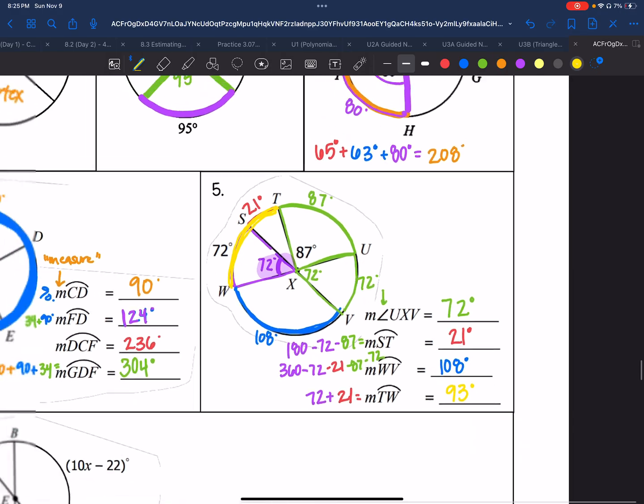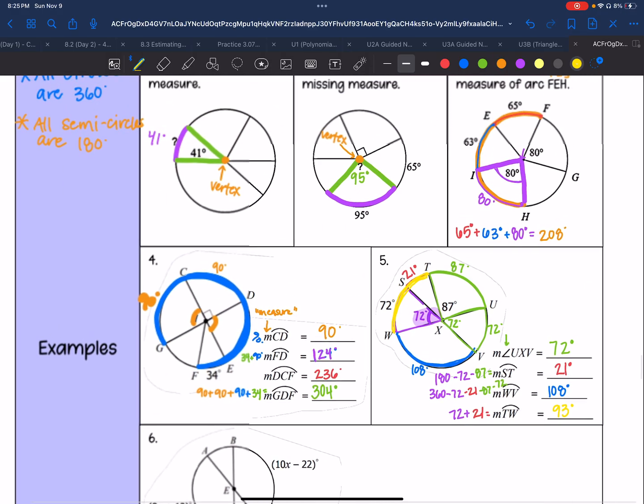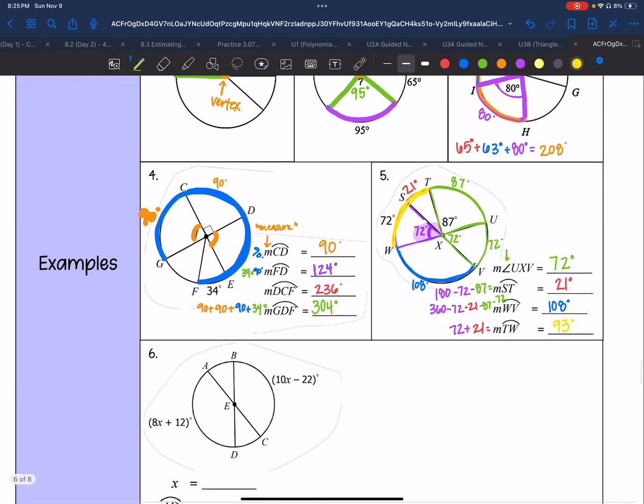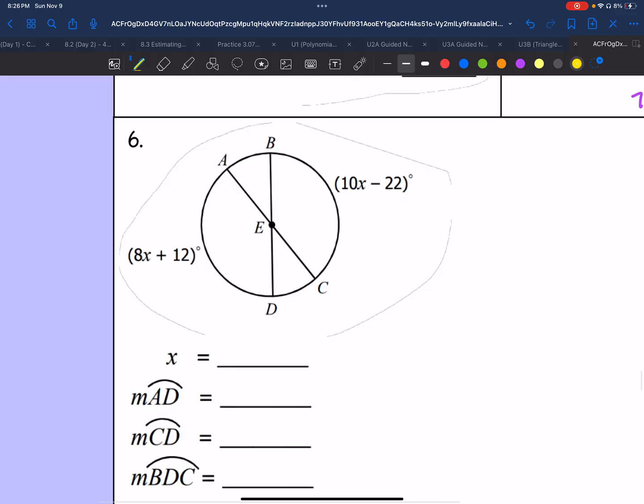So again, making sure we're still using all of those other characteristics of our circles, that the whole circle is going to equal 360 degrees, and half of our circle is 180. All right, as per usual, we do have a little bit of algebra. So notice the first thing that we want to find in number 6 is the value of x.